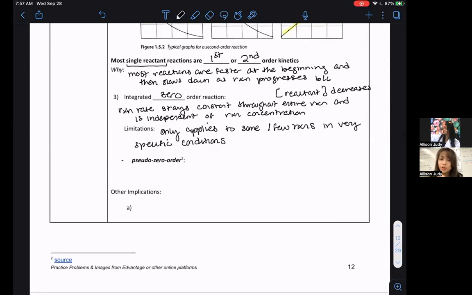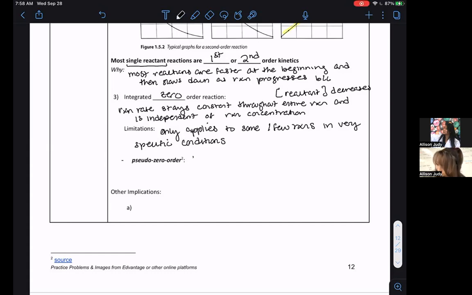Okay? So oftentimes we'll use this integrated zero order reaction when we have reactions that are under conditions that make them act like a zero order reaction. So more often than not, where this zero order concept is helpful is not when we see truly zero order reactions, because that's very, very rare. But when we are in conditions where a reaction behaves like a zero order, we call that pseudo zero order conditions or pseudo zero order reactions.